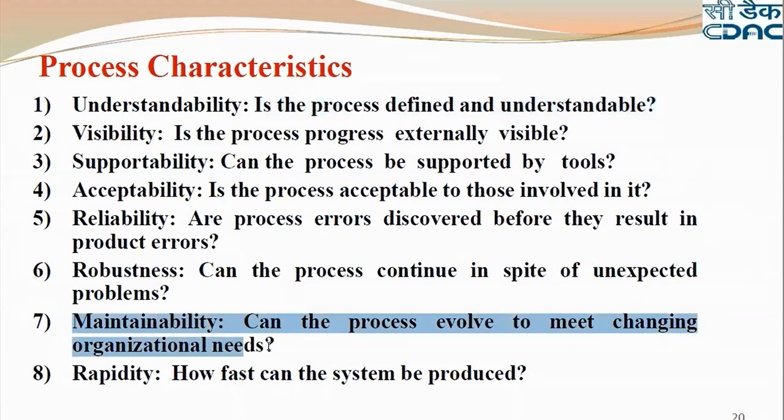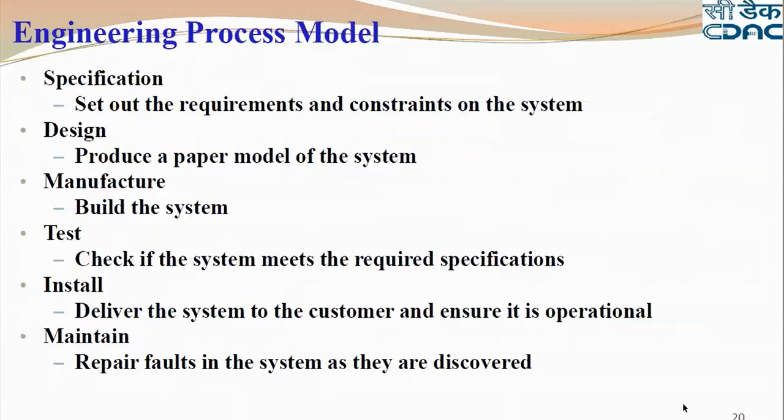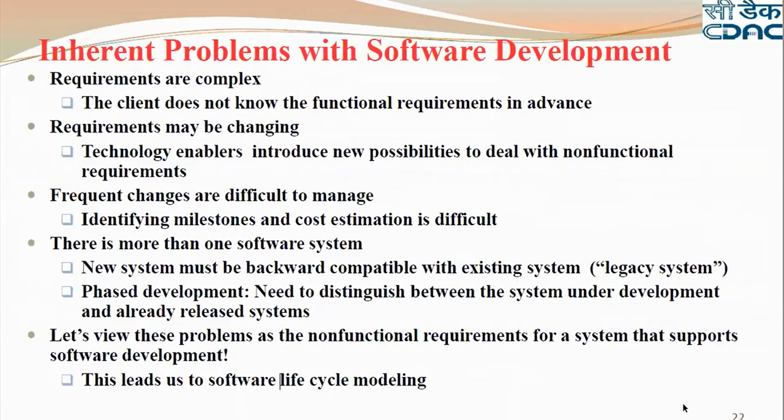Then maintainability: the software can be changed to meet the changing needs of the organization. You can't say my software works only on Windows 8.1. It doesn't work on 10 or 8.2. That's not the way. Okay, rapidity: how fast a system can be produced. So all these things are process characteristics. Now this is specification, design, manufacturing, testing, installation, and these are all the process models. Leave it, you can understand.